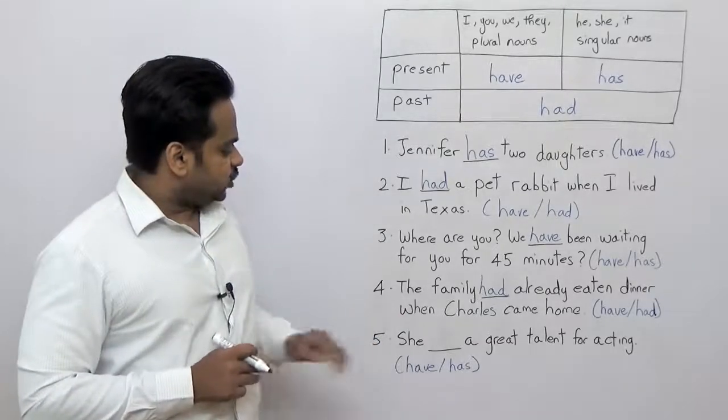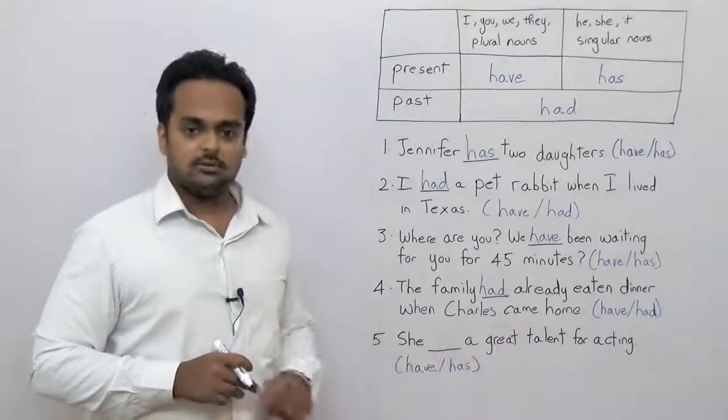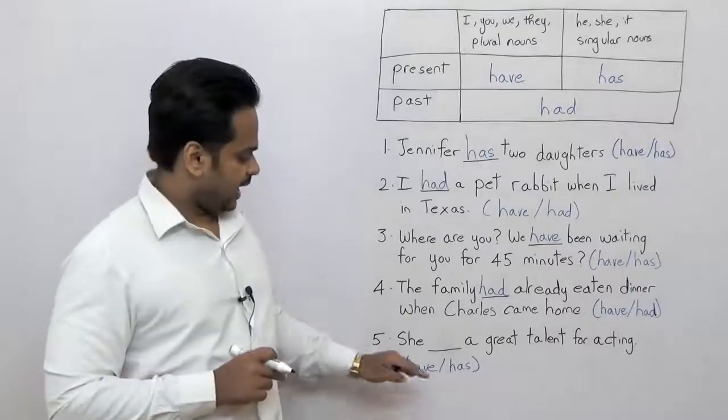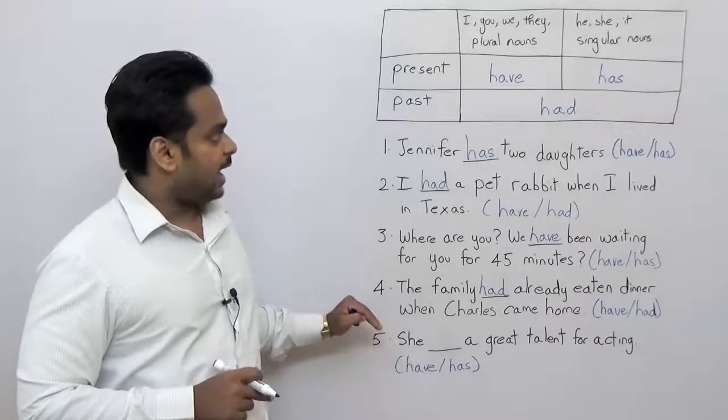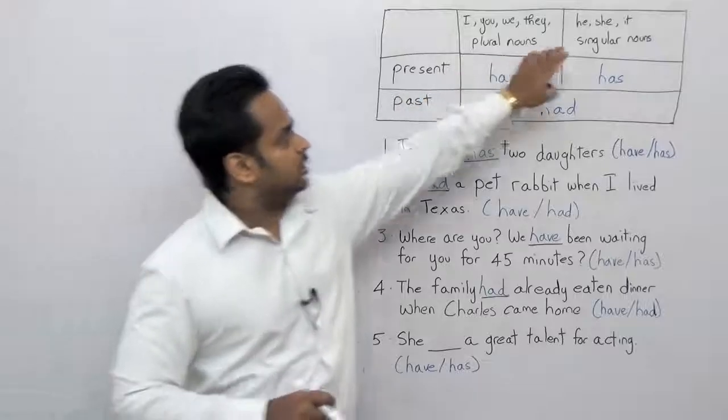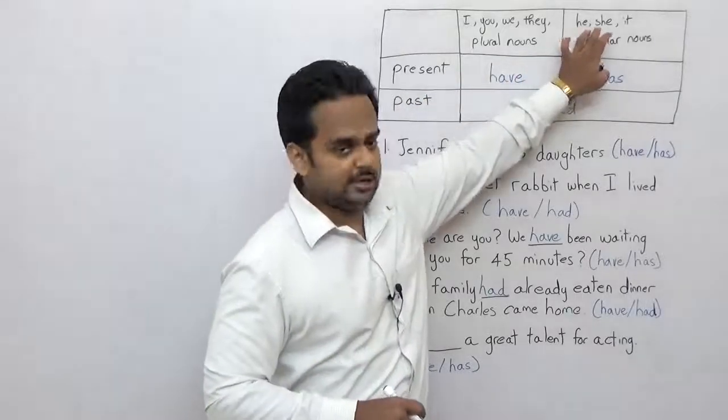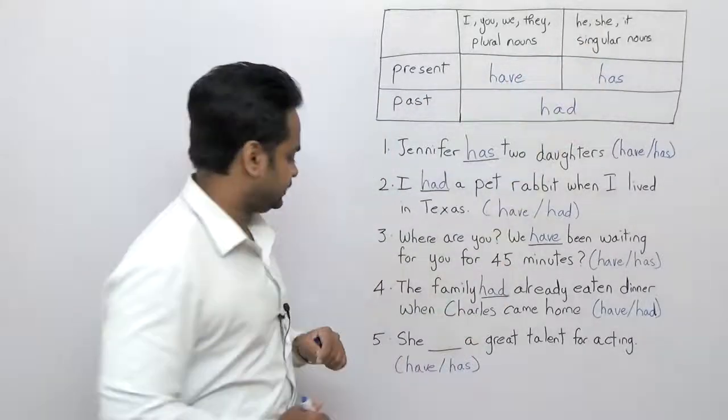Number 5, she blank a great talent for acting. Have or has? This is in the present, and because we have the subject as she, we're going to use has.